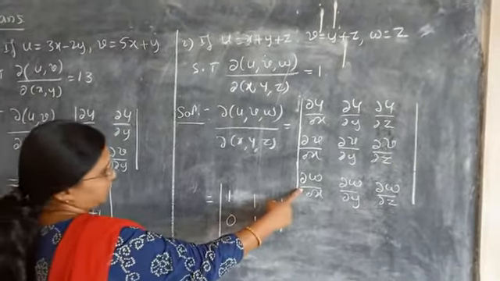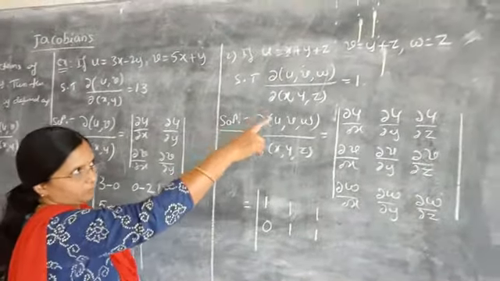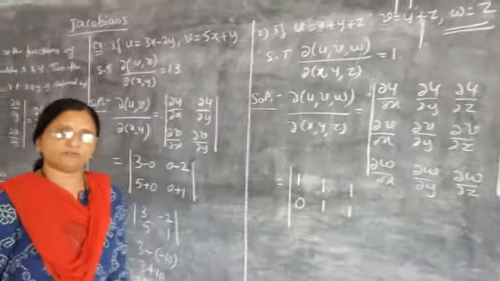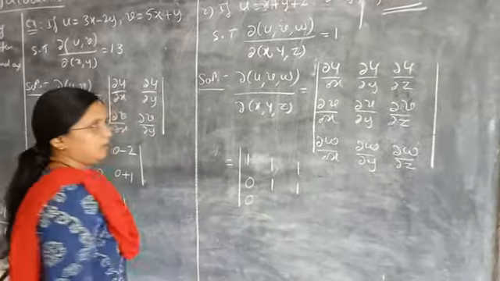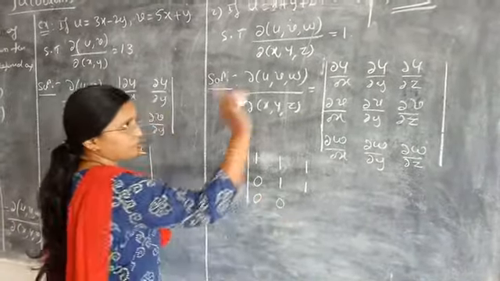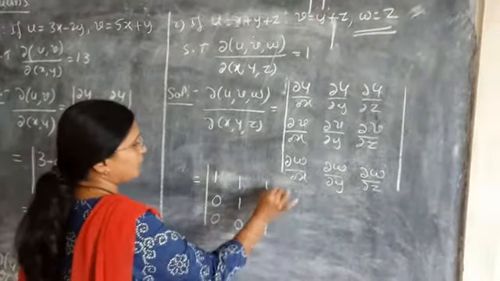Next, come to this third one, ∂w/∂x. In w, you see that w contains only one term, z, no x and y. So the partial derivative of w with respect to x is 0, and the partial derivative of w with respect to y is also 0, because there is no y term in that. And ∂w/∂z is equal to 1.